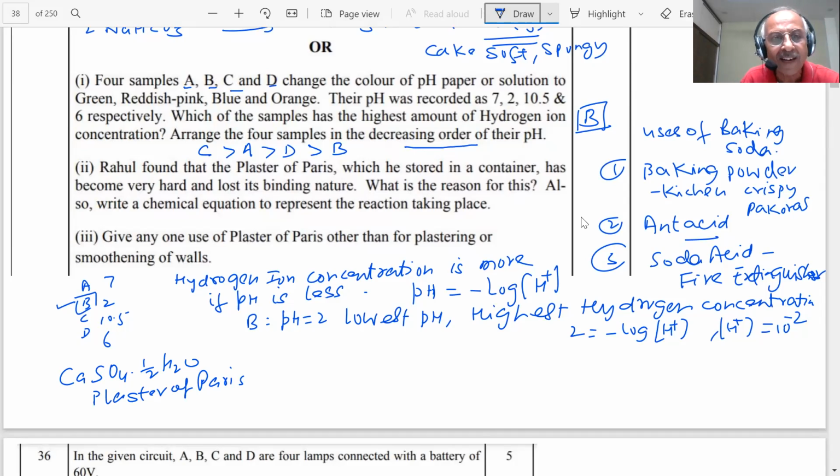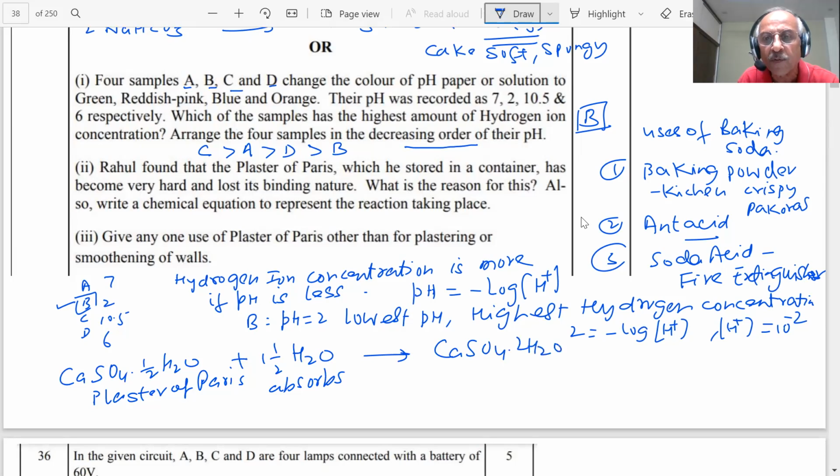Student, it has become hard. What is the reason? Because it absorbs water, and it will then form a hard substance, CaSO4 2H2O. It will form gypsum. Therefore, plaster of Paris absorbs water and changes into gypsum. This is a hard solid, students. This is the chemical equation you have to write down. Student, this is the second part. Plaster of Paris, calcium sulfate hemihydrate.